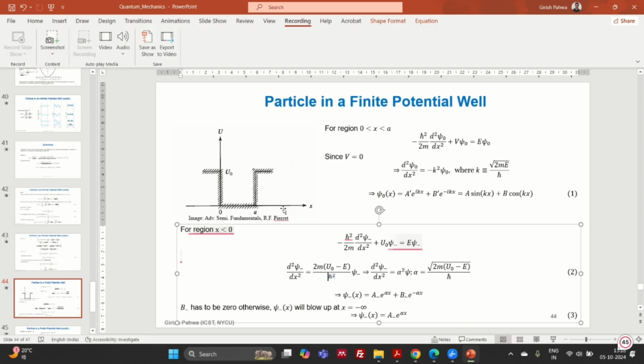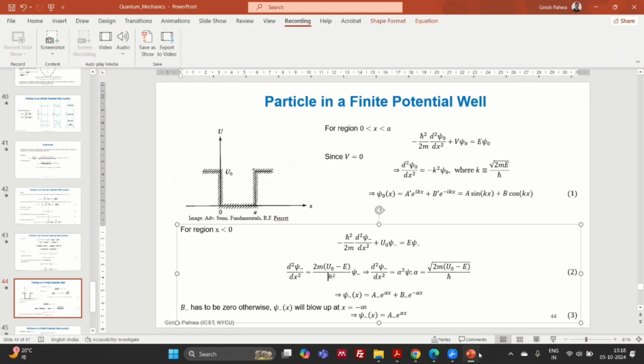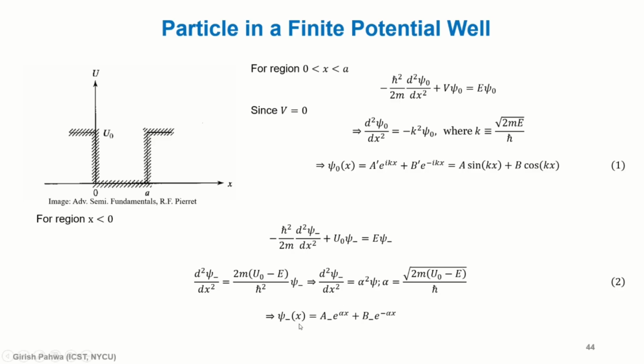What about x greater than 0? Oh, before that we also need to do one more step. Okay, so we got this. Now I have two unknown coefficients. By the way, we have several unknown coefficients. So we have two here, a, b, and I have two more. Now can I simplify it further? So I have a minus e to the power alpha x and b minus e to the power minus alpha x as the general solution in this region.